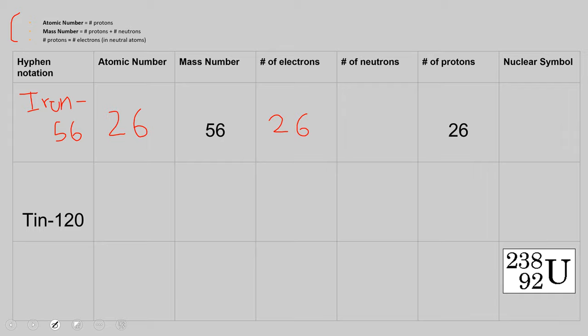Number of neutrons. This is where a little bit of math will be involved, but we know that the mass number is equal to the number of protons plus the number of neutrons. So if I have a total mass and I have part of that total, I can figure out what the other part of it is. So I'm going to take 56 and I'm going to subtract 26 from it. That's going to give me the number of neutrons. Now you can use your calculator here, but by doing mental math, 56 minus 26 is 30.